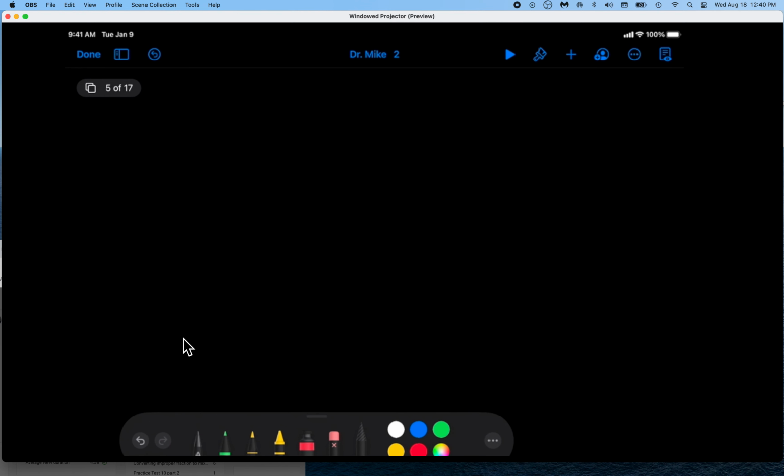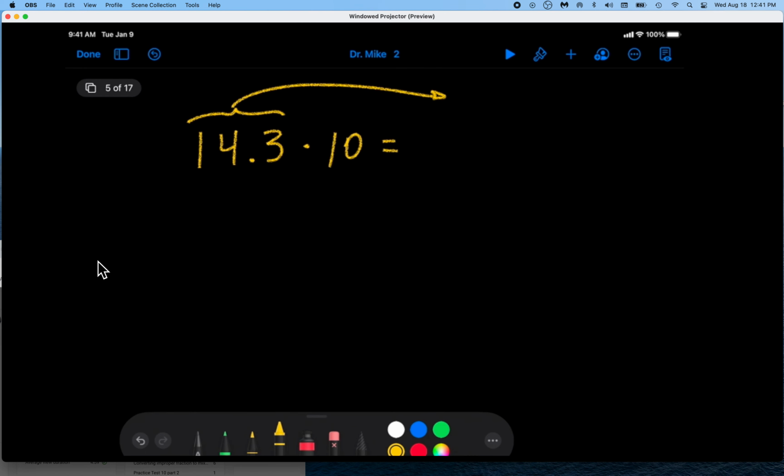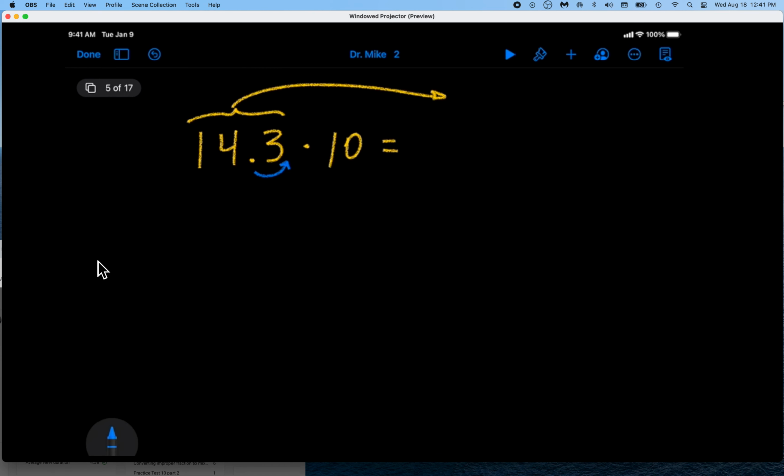If I give you this number, and I multiply that number by 10, is this number going to get bigger or smaller? The answer is bigger. How much bigger is it going to get? It's going to get bigger by 1 decimal place. So what we're going to do is we're going to take this decimal place and move it this way, 1 spot. Why do we move it this way?